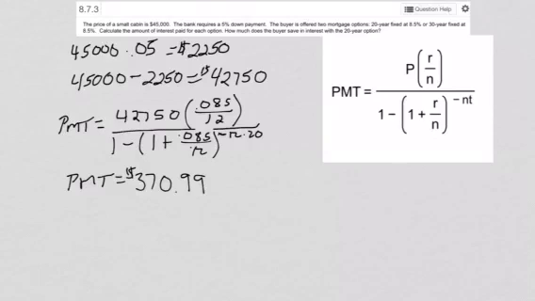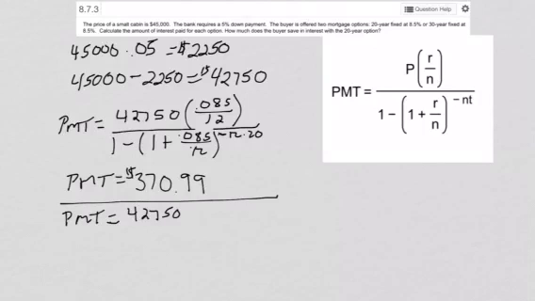Now I want to do it for the 30-year option. Again, everything stays the same except for my t. My t is the only thing that changes.